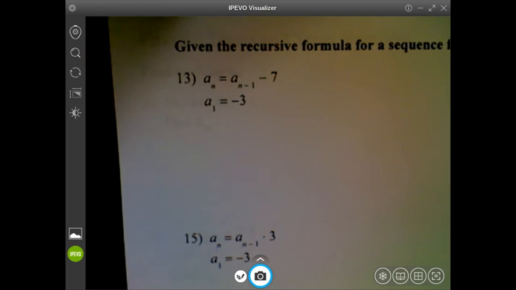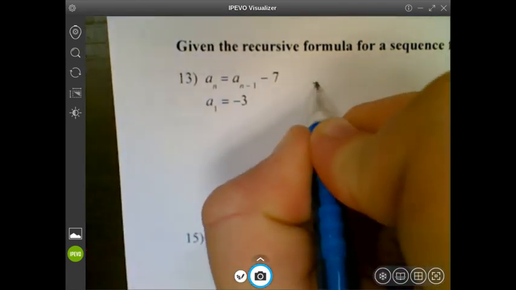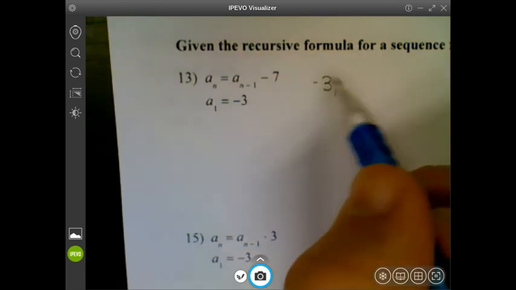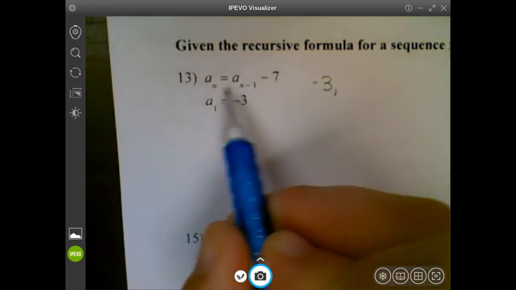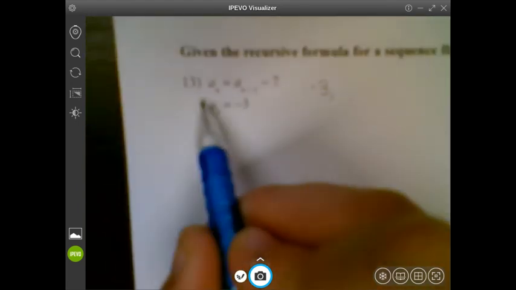All right, so it says, given the recursive formula for this sequence, find the first 5 terms and then the 10th term. So the really nice thing is, hey, they go ahead and tell us the first term, right? So I'm going to make my sequence up here. So the first term is negative 3. In order to find the next term, you have to recognize what the pattern is. And this equation here, this first part, is going to tell you what the pattern is.